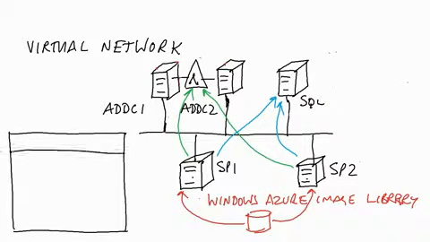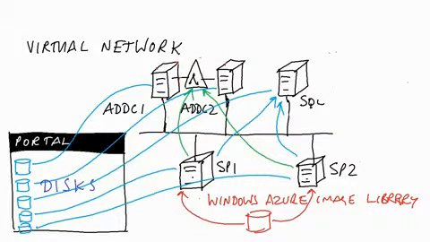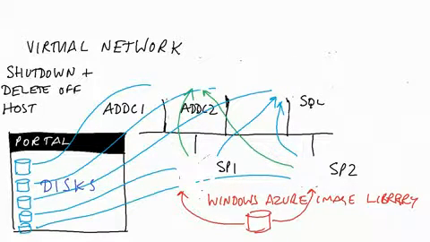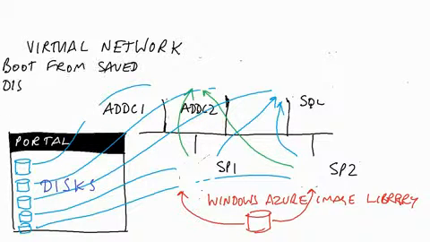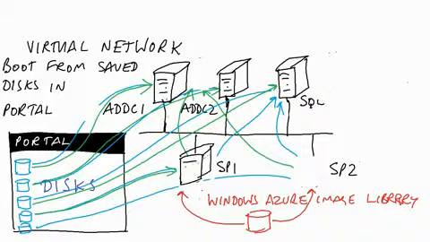When you've finished with it, you can either shut down each server in turn and delete it, or develop a PowerShell script to automate the deletion process for you. Next time you need the environment, log into the portal and specify to boot from the disks you've already created. They will boot into the environment you've already created.